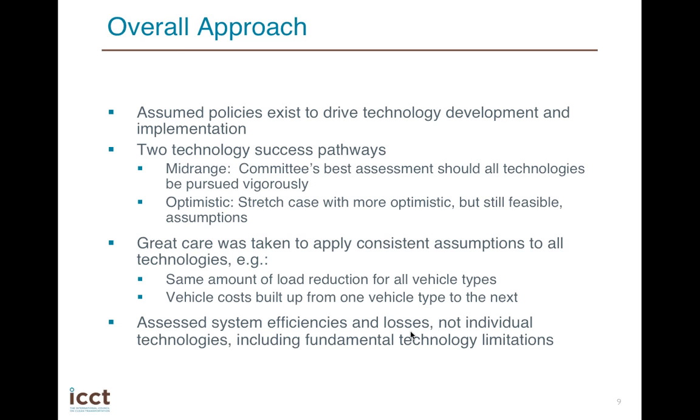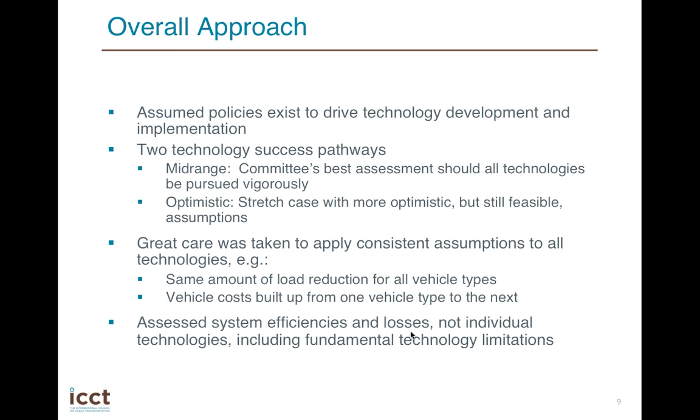Everything I'm going to show you assumes that aggressive policies exist that are going to drive the development and the implementation. So this is an assessment of what is possible and feasible, assuming the policies are in place. We assess 2 different pathways. One is our mid-range case, which is our best assessment, should all technologies be pursued vigorously. And then we had a stretch case, which we call the optimistic case. But we still consider this to be quite feasible. It's just that more things work out.